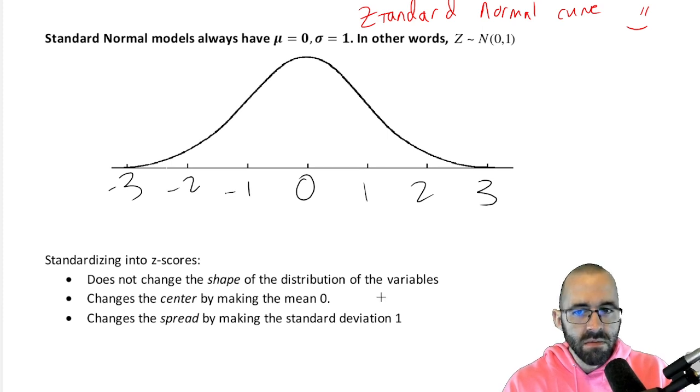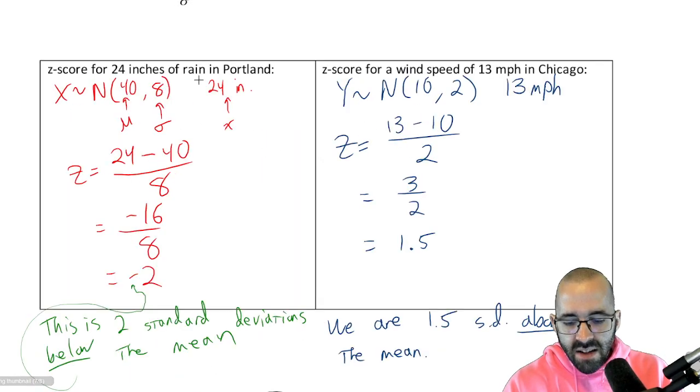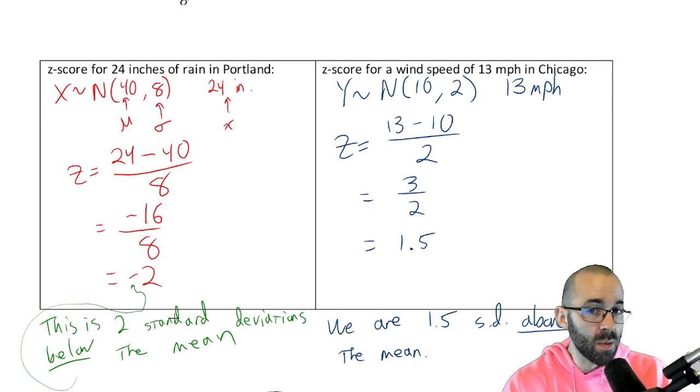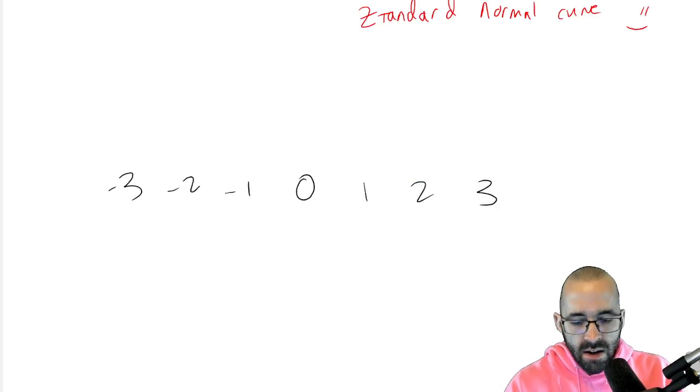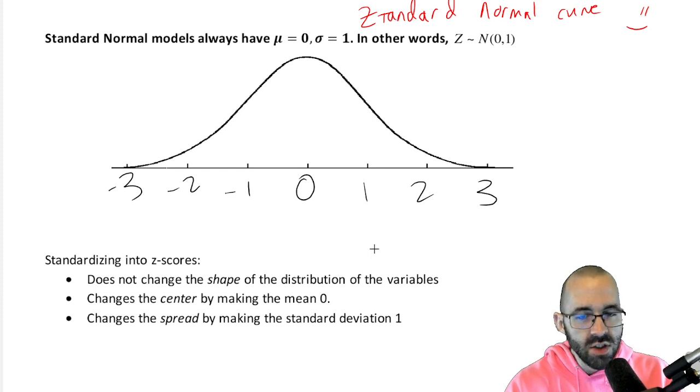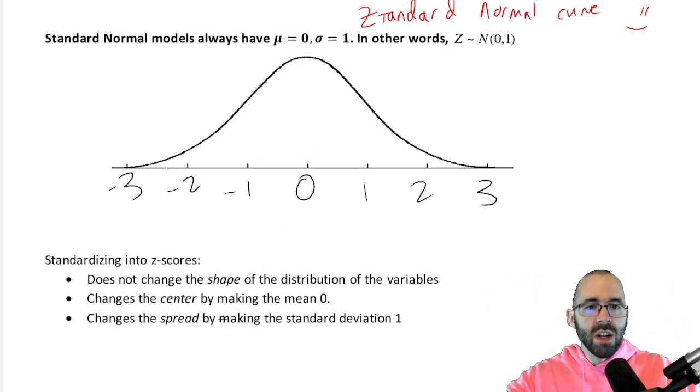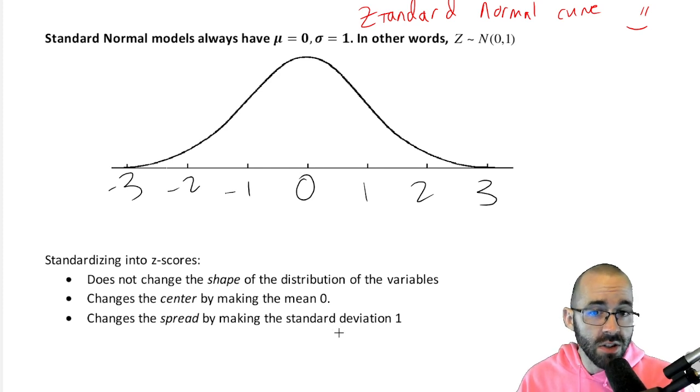But let's just clarify one more thing to end this video. So we standardized both x and y into a standard normal curve. That's what z-scores are all about. So something with 24 inches in Portland with this model is the exact same thing as -2 in the standard normal model. And 13 miles an hour is just z being 1.5. So if you standardize something into z-scores, it doesn't change the shape of the distribution. It's still a bell curve. It does move the center around. It makes the center at 0. It does stretch it a certain way because it always makes the standard deviation 1. We won't worry about that too much, but it gives you a little bit of perspective.